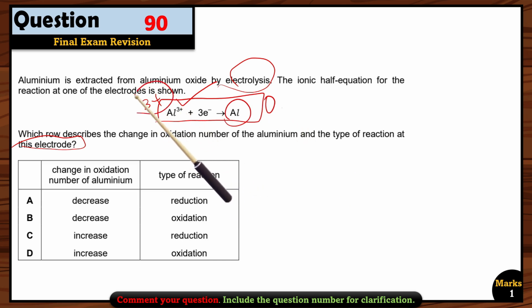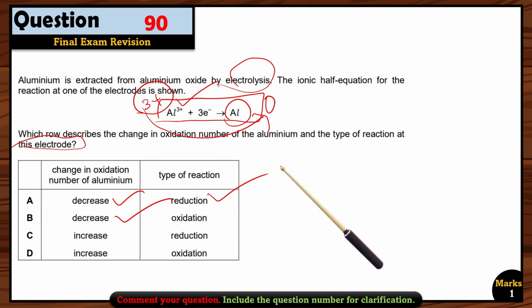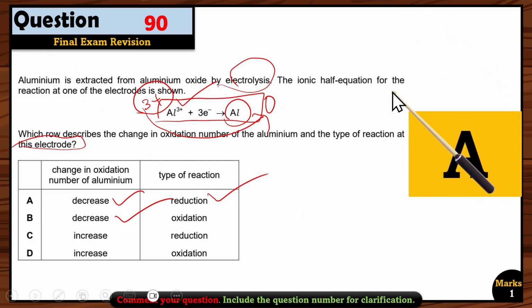So the oxidation state was higher, it was 3 plus, and now it is 0. So what does it mean? This is a reduction reaction because the oxidation state has decreased. The change in the oxidation number from 3 plus to 0 means it has decreased. So these two options are right. Now what type of reaction is this? When the oxidation number is decreased, it means this is a reduction reaction. It is the opposite of oxidation. So that's why option A is the right option.